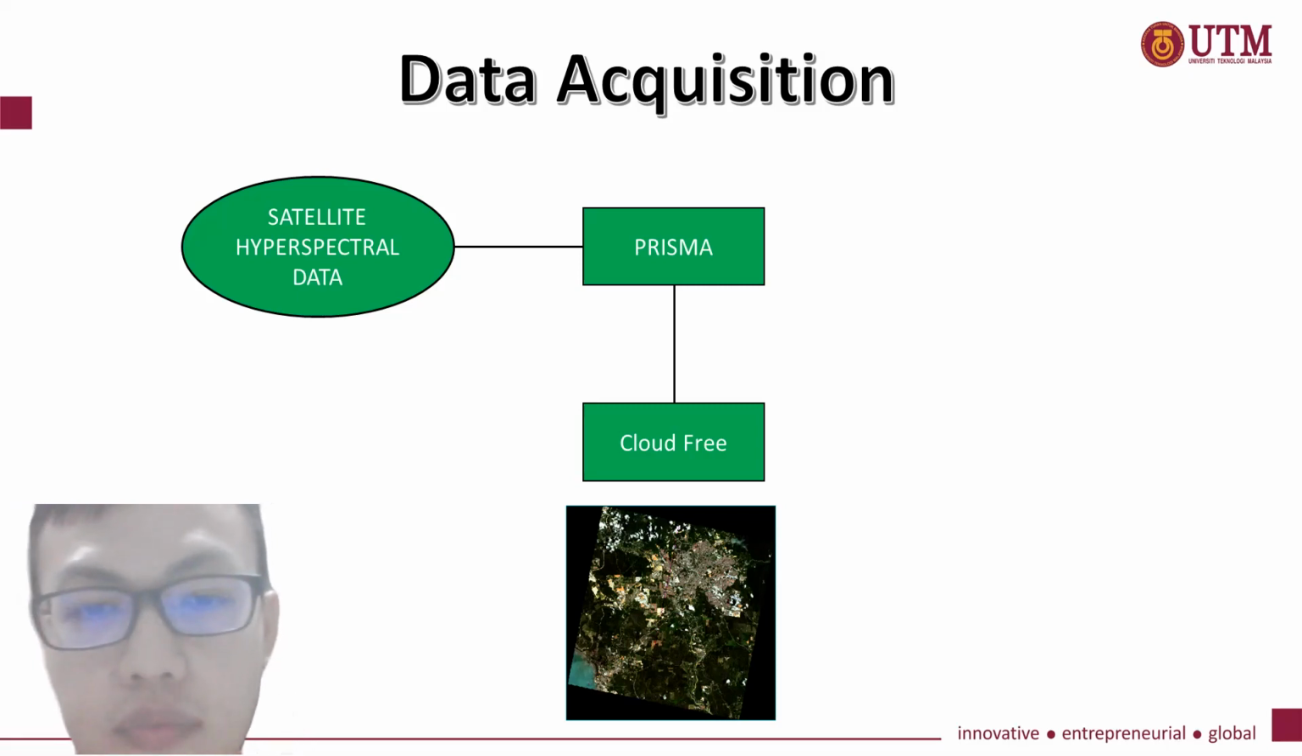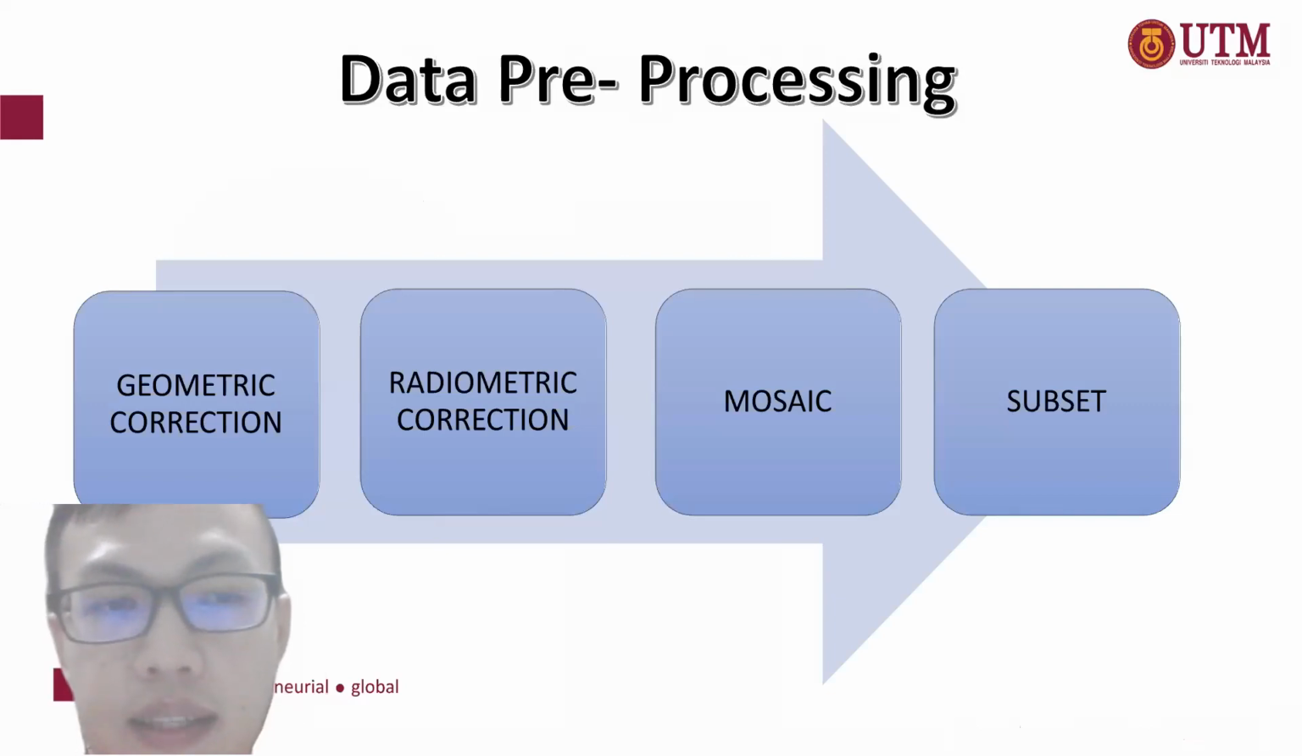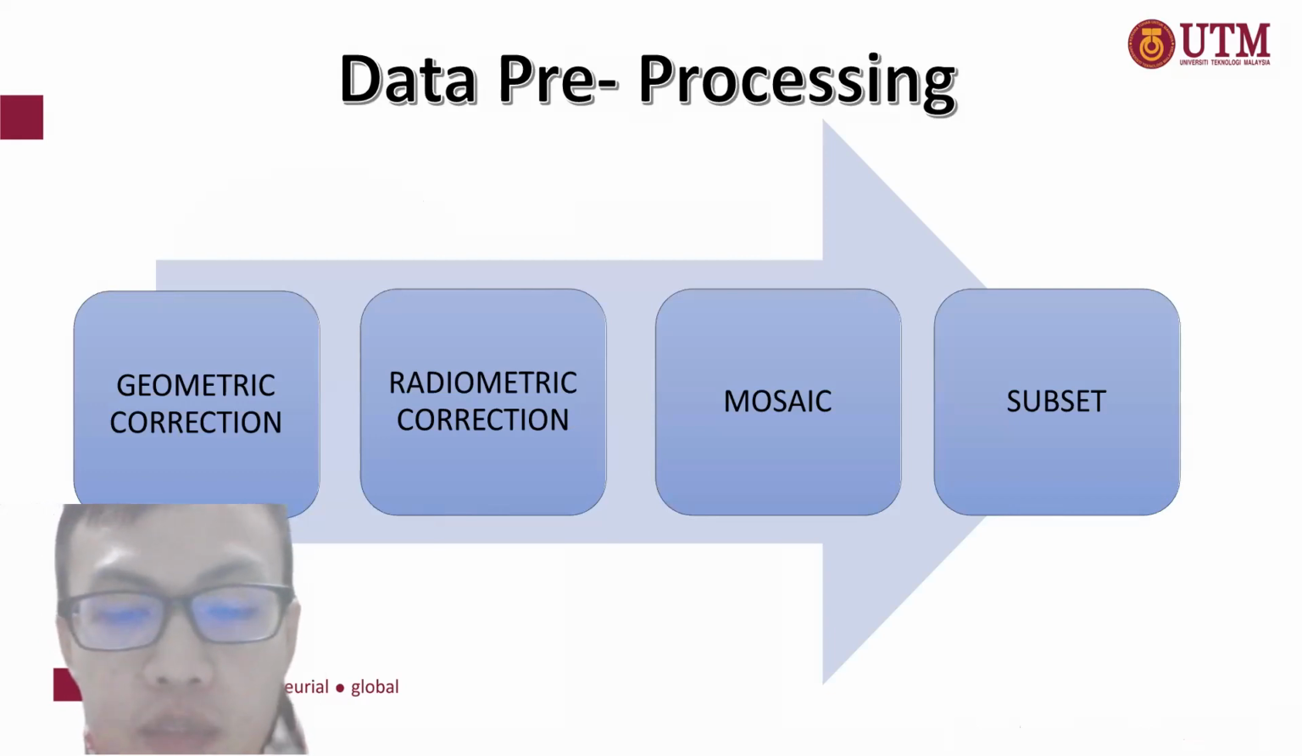Next is data pre-processing. In data pre-processing, the first step I will do is the geometric correction. So what is the geometric correction? The geometric correction can be used to remove the geometry distortion for the hyperspectral imagery.